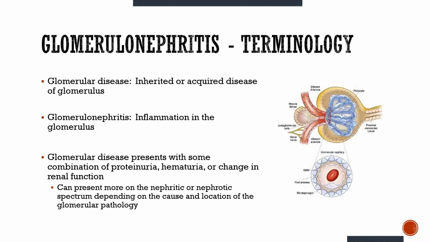So next slide. So glomerular nephritis. The terminology can be confusing. Glomerular disease is more of a catch-all for any inherited or acquired disease that affects the glomerulus, which is the first filtrating unit of the nephron, made up of these small capillaries where the blood will enter.